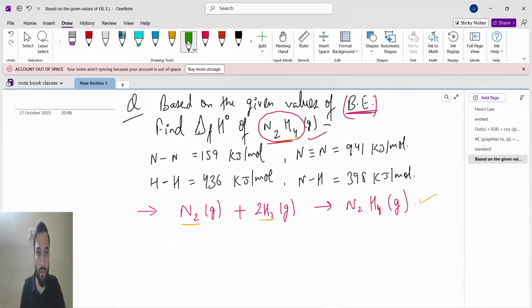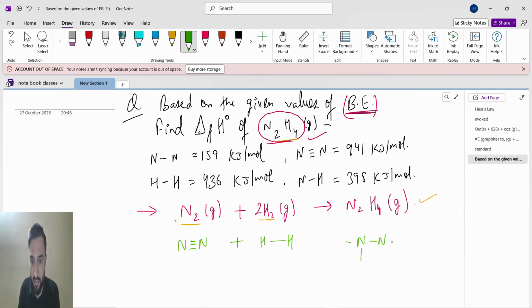Second step, what we have to do is, we have to write it in the bond form. So N2 means this is a bond form, N triple bond N. So N2 plus 2H2, H2, H2. Then N2H4, N2H4 means this.